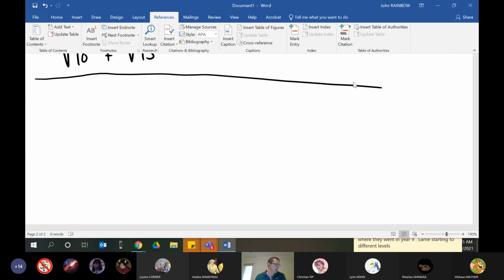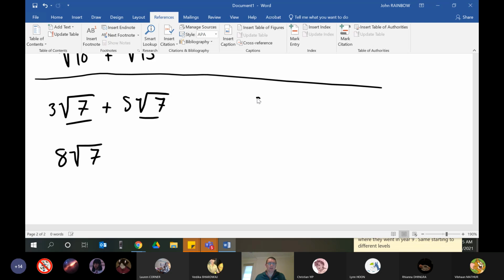Now I'm just going to look at some addition and subtraction, and that's really easy. So I'm just going to do a question for you straight out of the book. If I've got 3 root 7 plus 5 root 7, because these are the same surds, you've got 3 lots of root 7 and 5 lots of root 7. That's going to give you 8 lots of root 7. And it's exactly the same thing as algebra, because as long as this quantity is the same, which it is, you can add them together. Same thing then with subtracting.